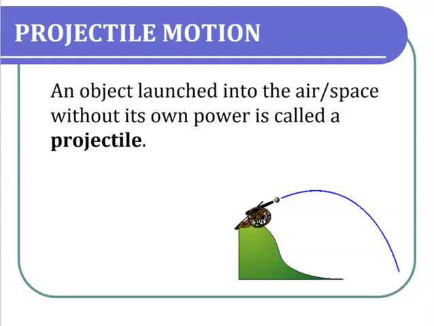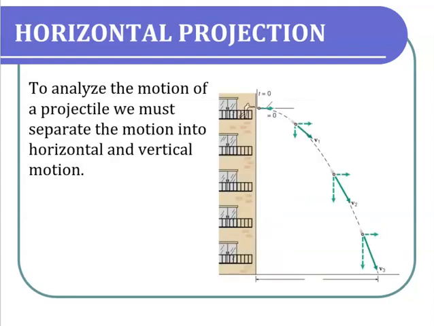So for example, if we take a tennis ball and throw it up into the air, that is a projectile. If you throw a football, as soon as it leaves your hand, it's a projectile. Anything that is launched without its own power, once it has stopped being, for example, pushed by your hand, is going to be a projectile.